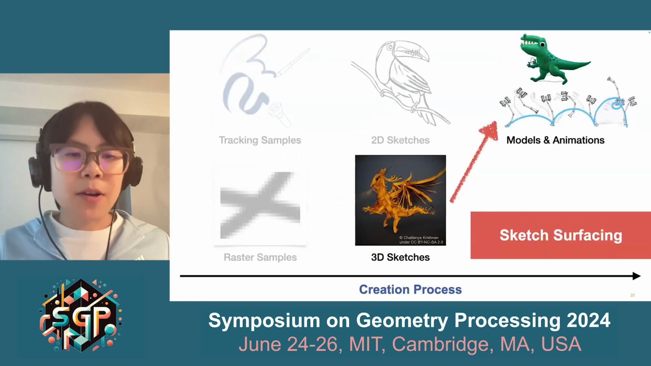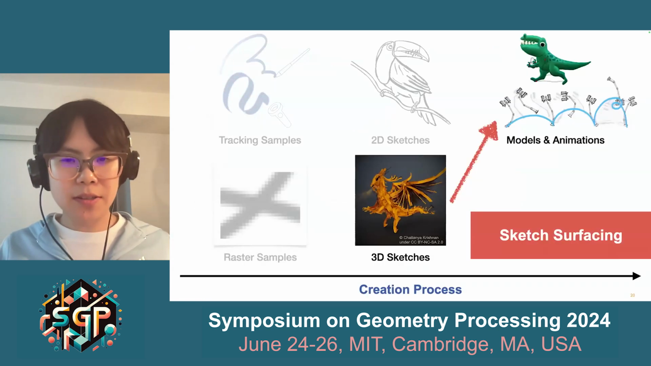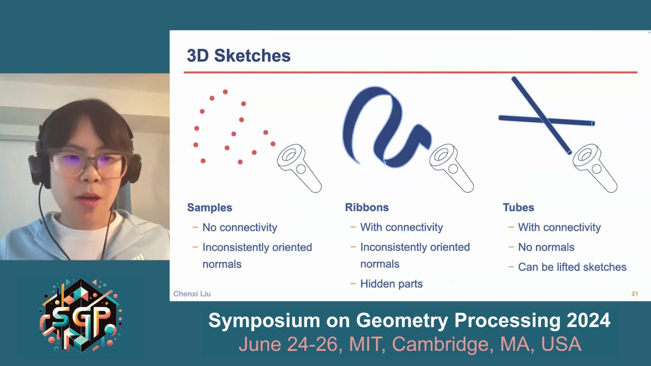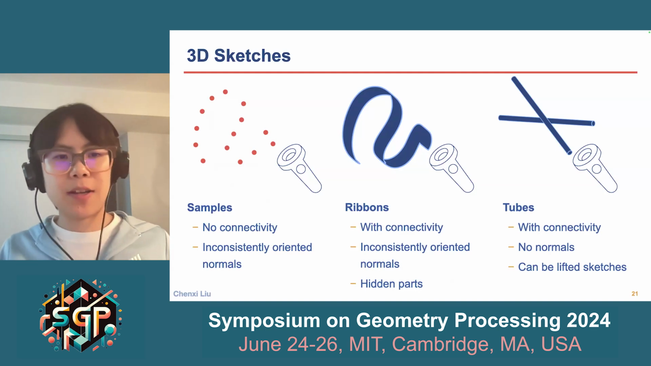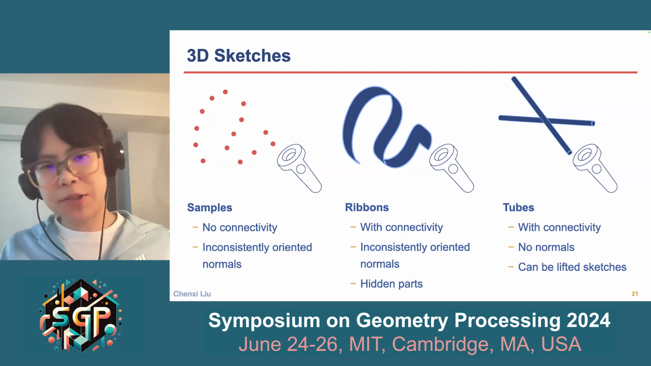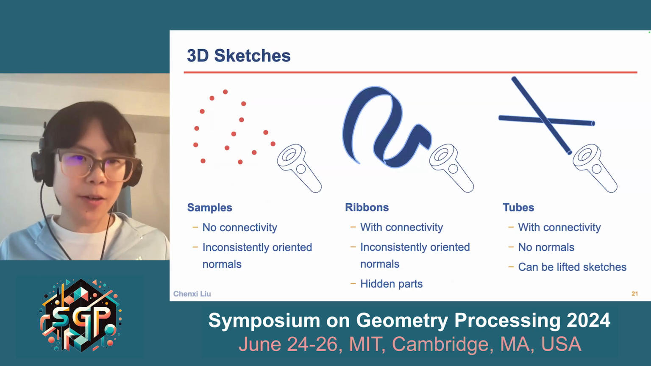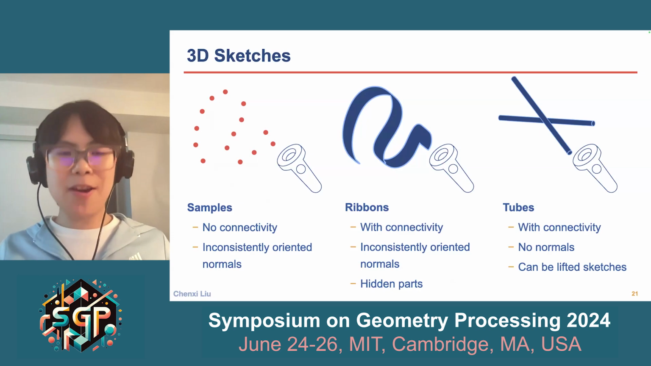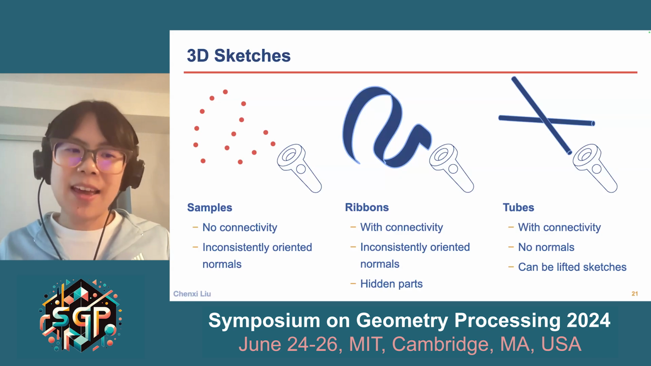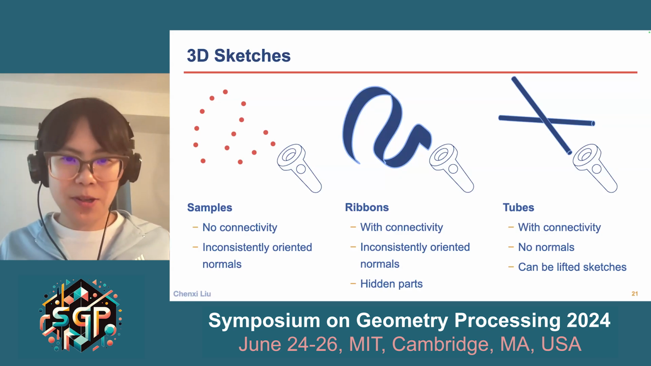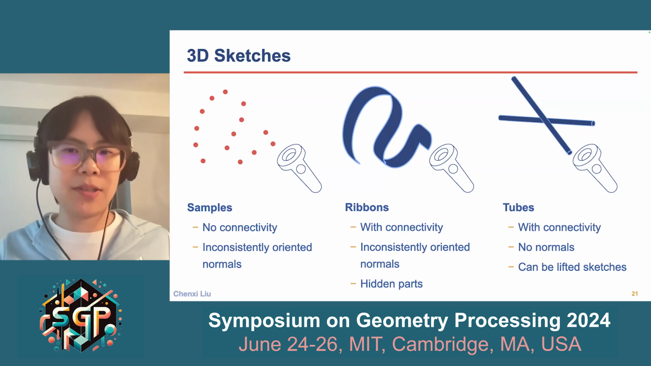Okay. Next, we are going to look at how to turn 3D sketches into 3D models. There are 3 types of inputs for this method. We have the point samples. For them, we don't have the connectivity, and normals are inconsistently oriented. Then we may also have ribbons. We have the connectivity here, but the normals are still inconsistently oriented. There can also be hidden parts within the inside of the model. And we may also have the tubes. Again, we have the connectivity, but normals are inconsistent, and they can be from the lifted 2D sketches.